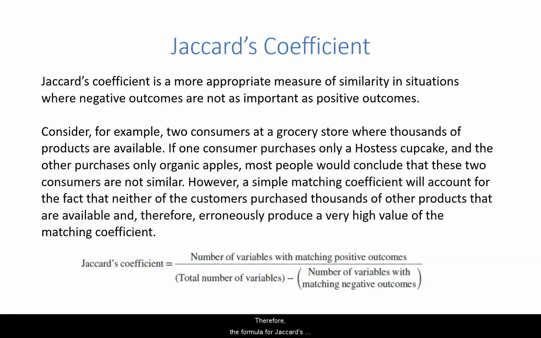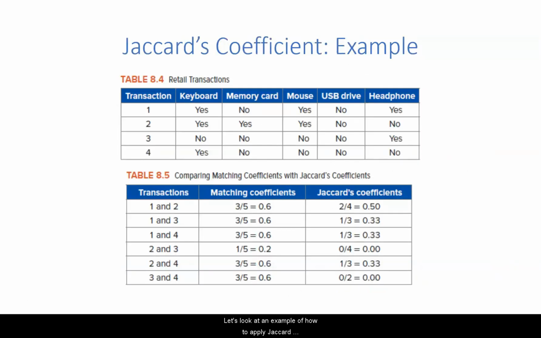Therefore, the formula for Jaccard's coefficient is dividing the number of variables with matching positive outcomes by the total number of variables subtracted by the number of variables with matching negative outcomes. Well, let's look at an example of how to apply Jaccard's coefficient to a problem.